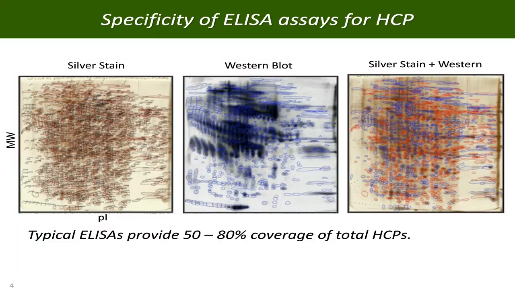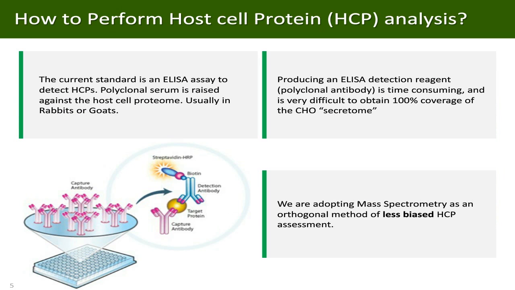Typically, ELISA is used to assay for host cell proteins, but as you can see on this 2D Western blot and silver stain overlay, typical ELISAs provide 50 to 80% coverage of the total host cell protein content. Now, I should say this was done by overlaying the Western blot generated by the ELISA antibody from a sort of standard off-the-shelf host cell protein kit, and then we compared that with the silver stain and found that there's a lot of places that are being missed by the ELISA antibody. However, this is the current standard ELISA assay to detect host cell proteins.